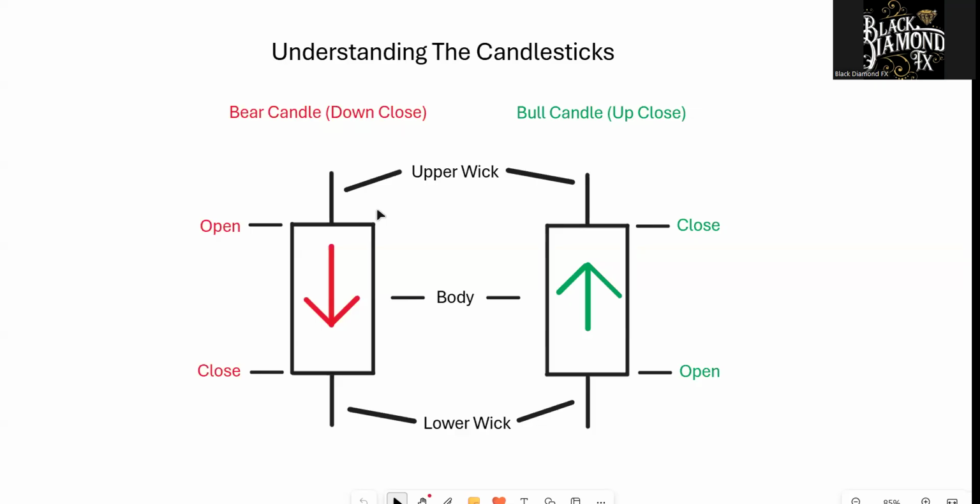So when you first pull up your first chart, you're going to see these red and these green candlesticks, right? The red candles are your bear candles. The green candles are your bull candles. So what that means is a bear candle signifies price going down. A bull candle signifies price going up.